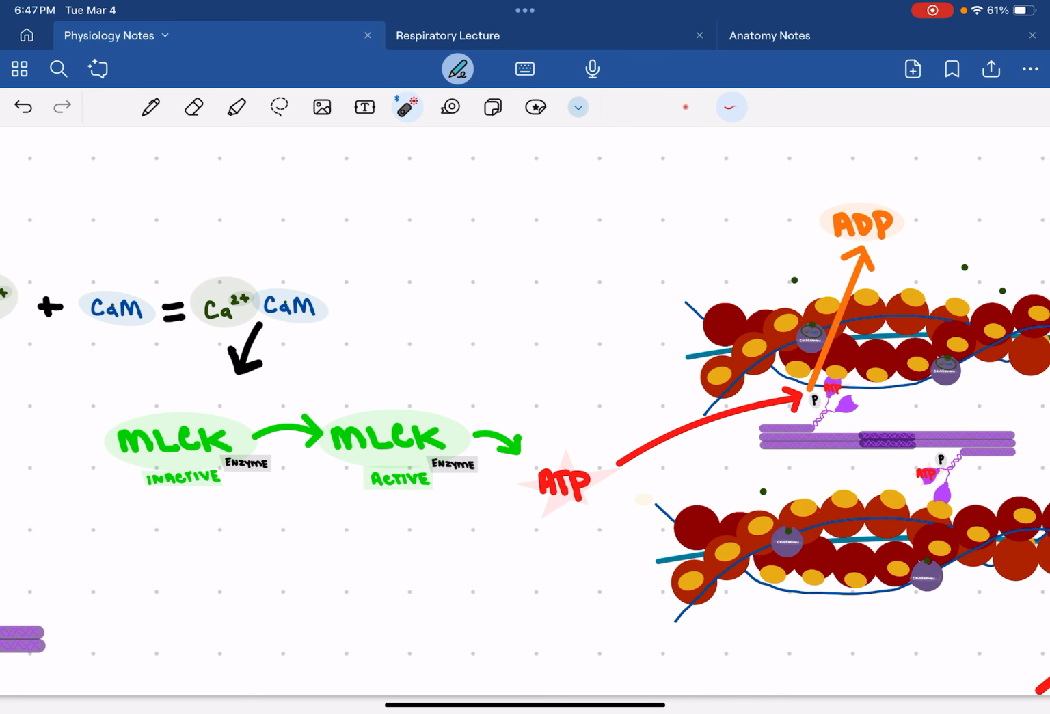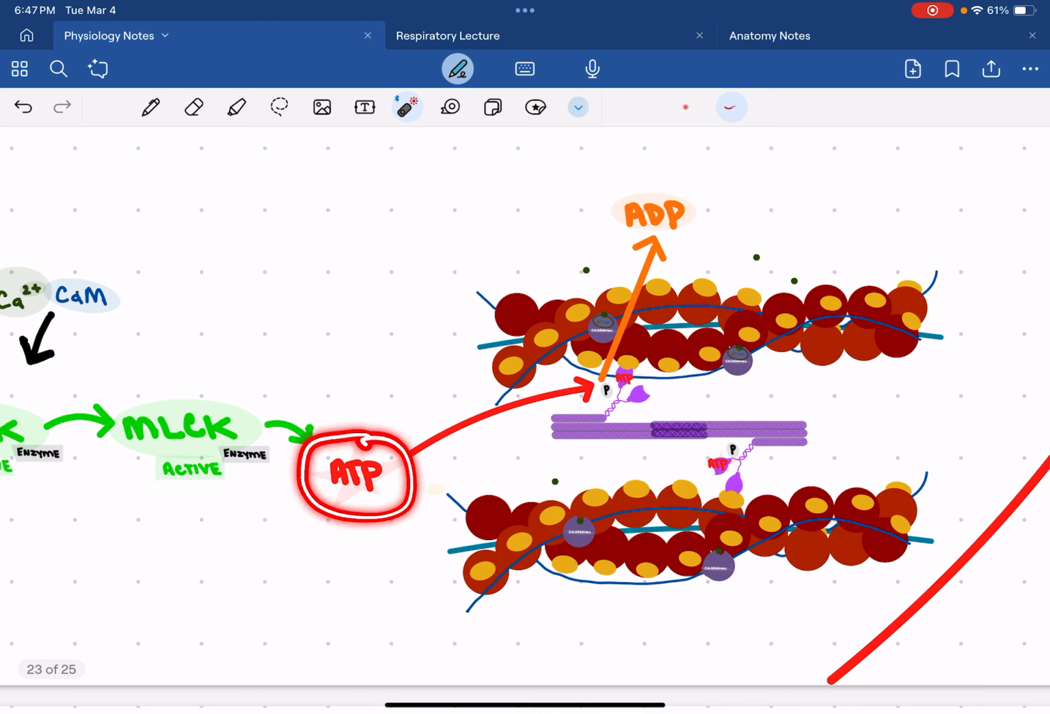But now MLCK, this enzyme, is in an active state. What it does is hydrolyze ATP, give the inorganic phosphate to the myosin head, and also give it the stored potential energy to perform the power stroke. And then ADP is released. Remember, in skeletal muscle, it kind of stays here through the whole process. This one is more like, okay, let's hydrolyze this ATP, leave the phosphate and the stored potential energy in this head so it can do its thing, and ADP gets immediately released.